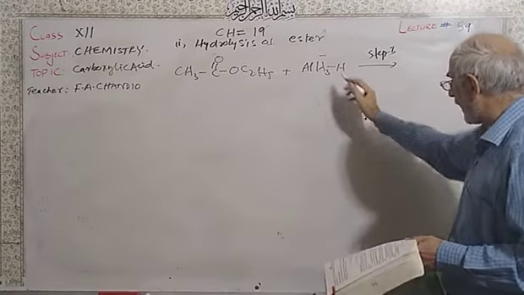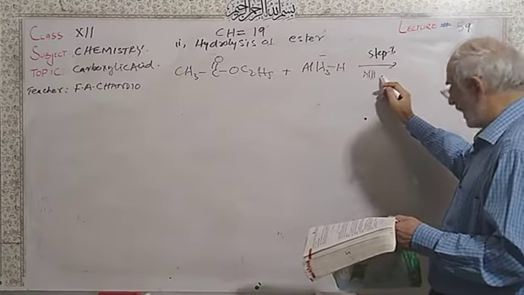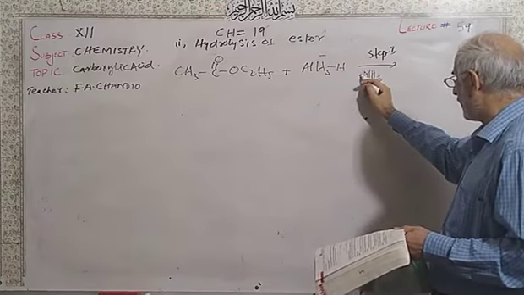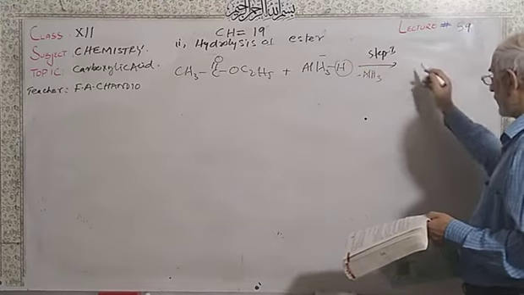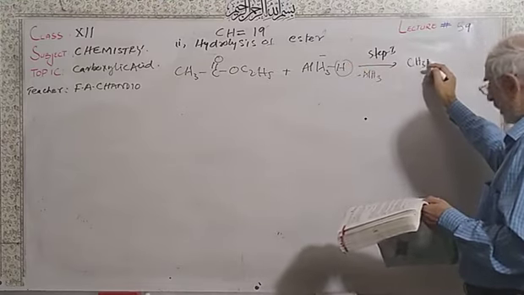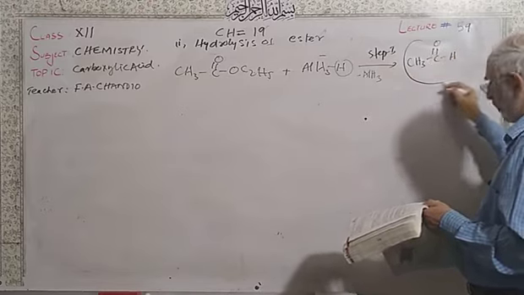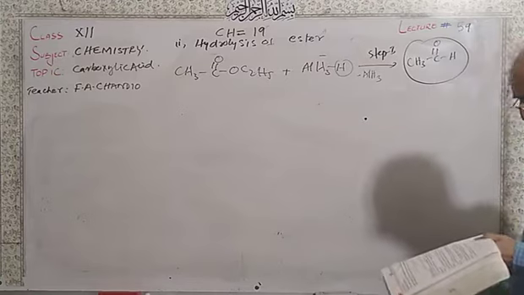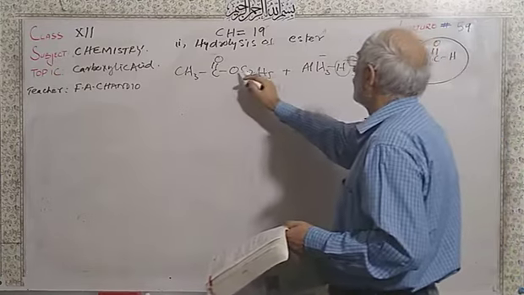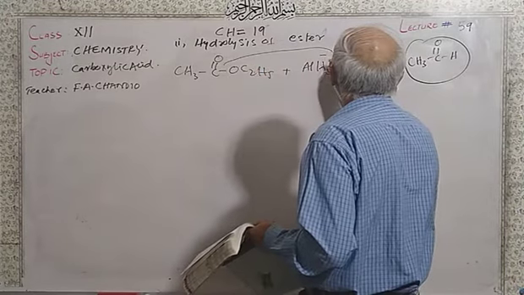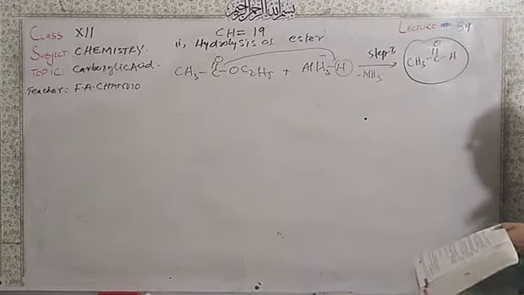And what you will get, the hydrogen is going to be removed, and here the aluminum hydride is going to be removed. So what you will get, carboxylic acid, and an aldehyde group is going to be formed here. Aldehyde. So this hydrogen is going to be attached here. This is the aldehyde that is going to be formed.